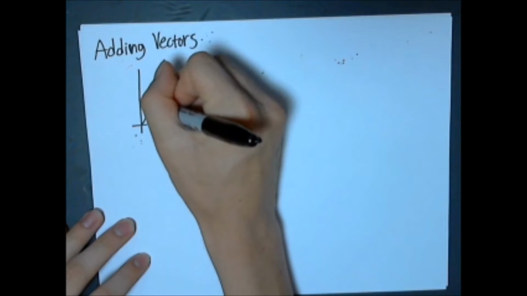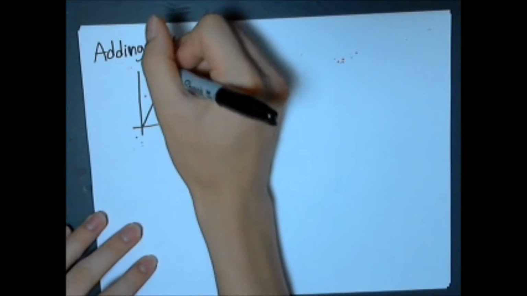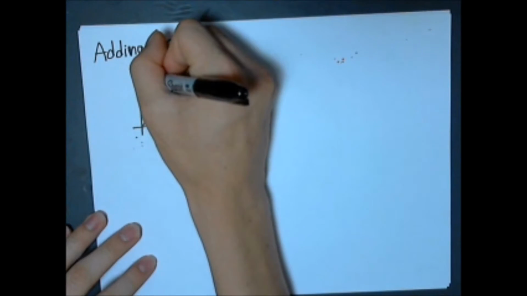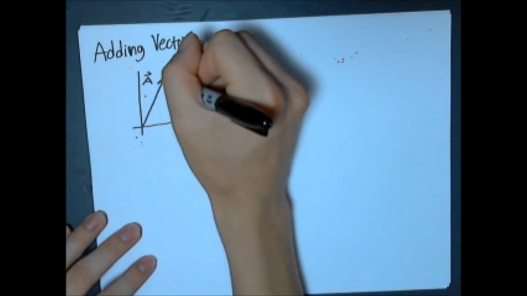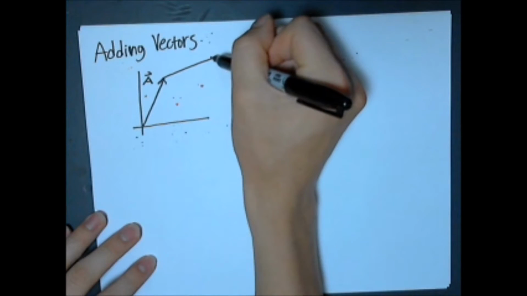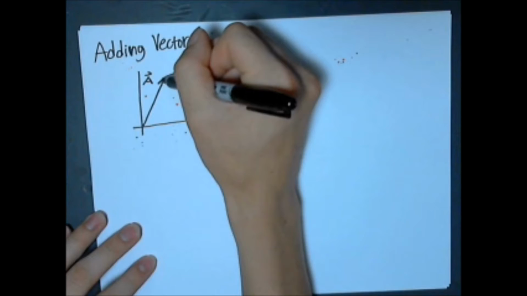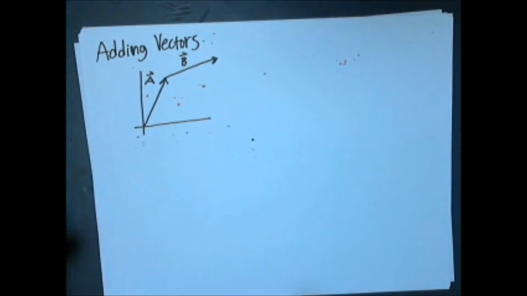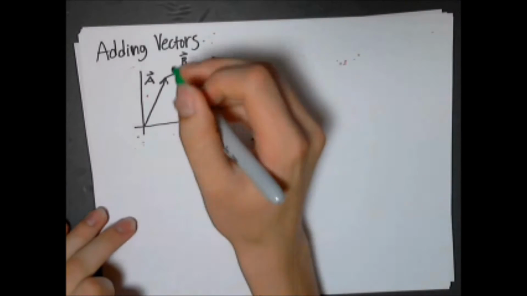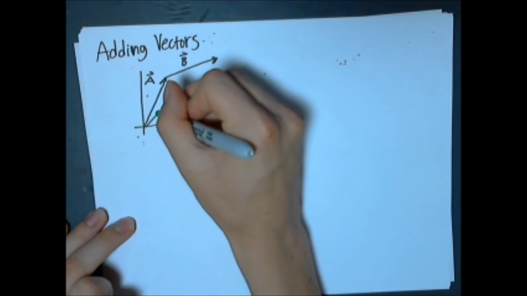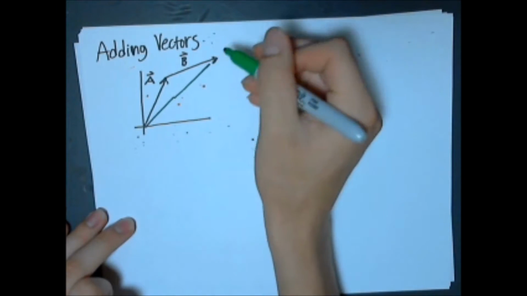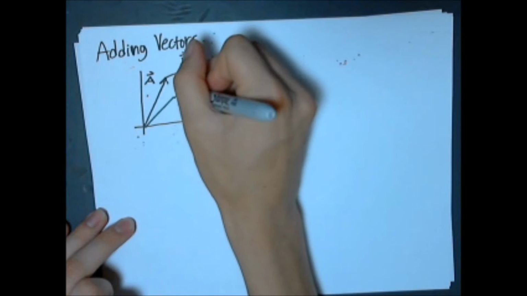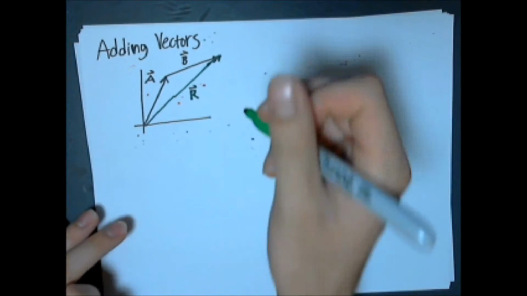So say we have some vector A, and we place the tail of another vector B at the tip of the first vector A. Now all you have to do is draw what is called the resultant vector from the tail of the first vector to the tip of the final vector, and we'll just call this vector R.